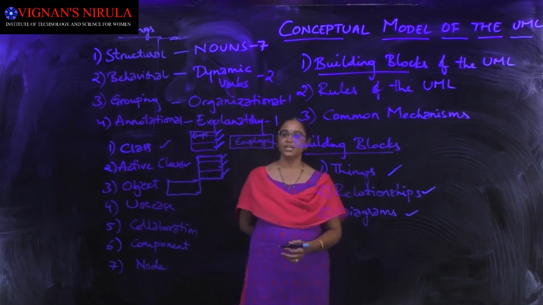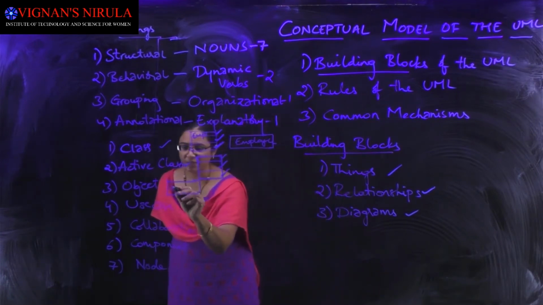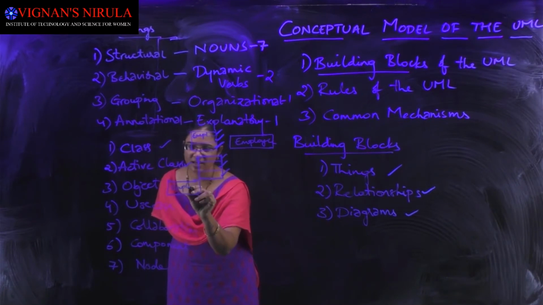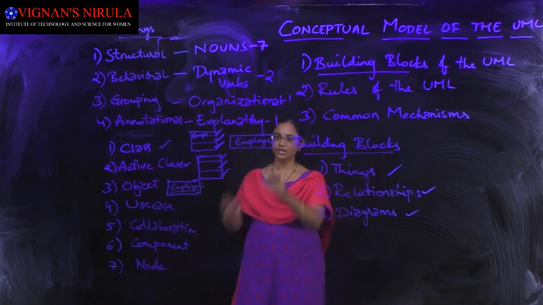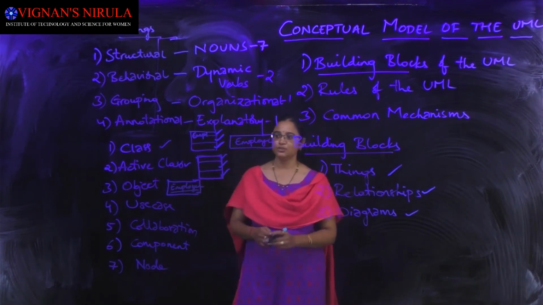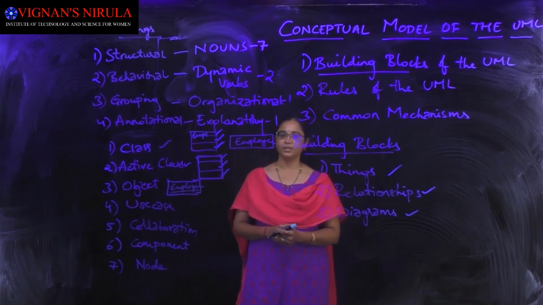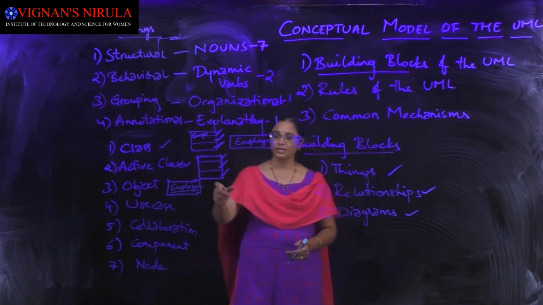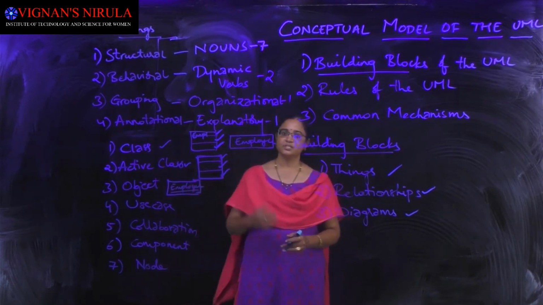Here the object can be represented similarly to a class icon, but the name should be underlined. That is the only difference between the class and object. So object is nothing but an instance of a class, but it can be represented by using a rectangle, and the name of the object is underlined. This is how we can represent the object.